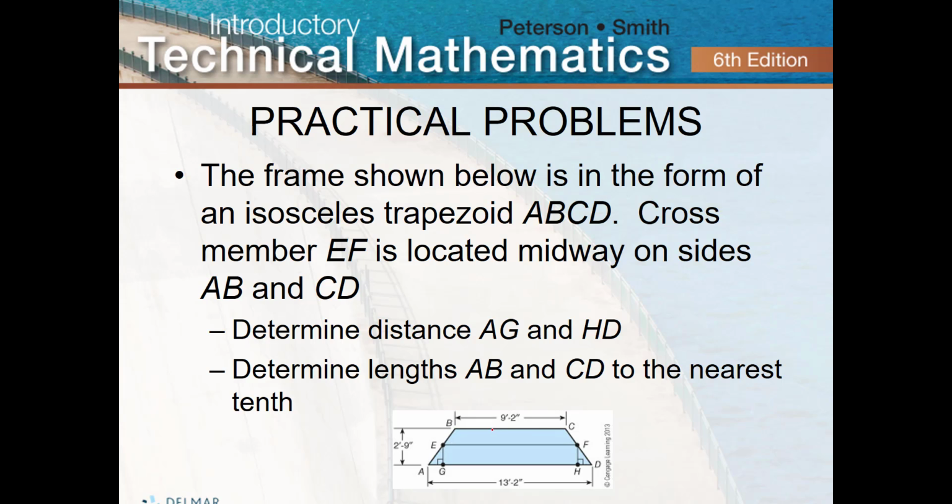You'll notice that we have a trapezoid and we got two bases there, and there. And what this really wants is to determine the distance of A and G right here. And you'll notice that what you're going to have to do is find out what EF is, subtract that from 13 feet 2 inches, okay? And divide that by 2. So that'll give us HD and AG, okay?